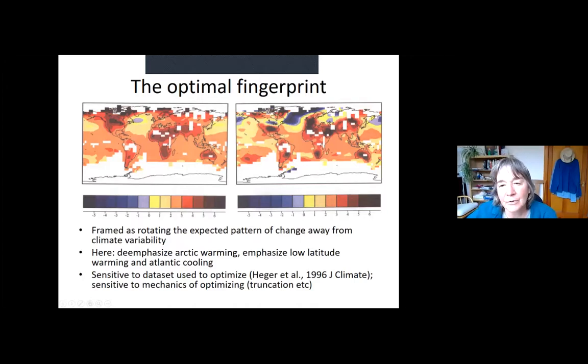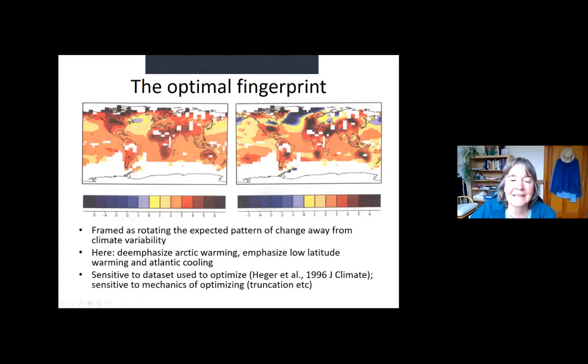And so what you want to do with your method is de-emphasize Arctic warming because it has a lower signal to noise ratio. You can see that the tropical warming is preserved. So that's something you really want to see. The North Atlantic cooling is emphasized very strongly, that is in part due to the limited truncation, but in part also maybe a real feature. But if you use another model to optimize, you might get something slightly different.